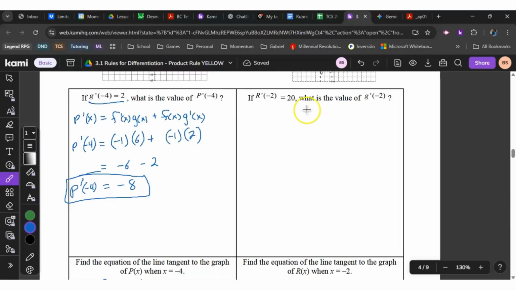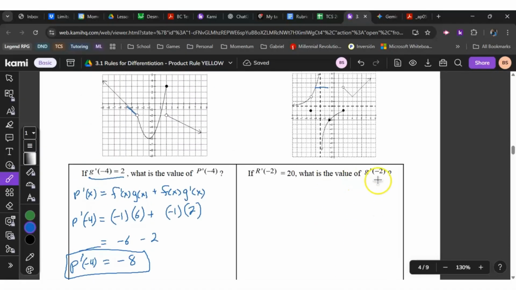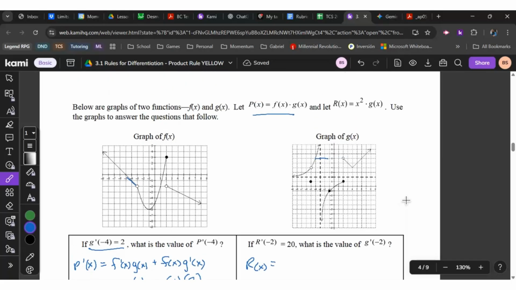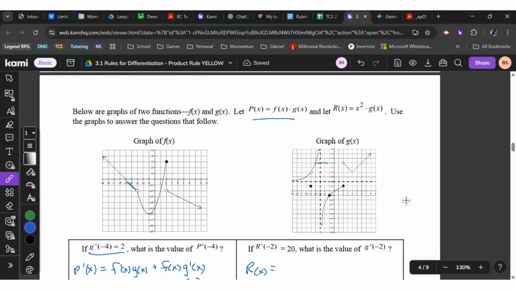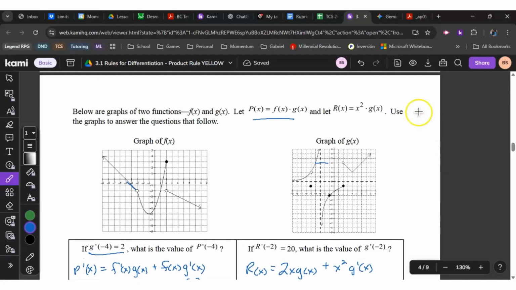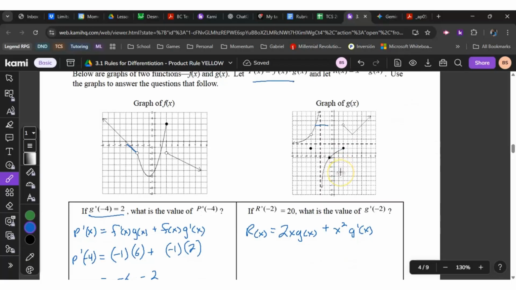All right. R prime of negative 2 equals 20. What is the value of G prime of negative 2? All right, so first of all, we're probably going to need to start the same kind of way. R of x is equal to, now this one's different, remember, up here, it's x squared g of x. So in order to take the derivative of that, it would be 2x g of x plus, product rule, x squared times g prime. Are we all in agreement that that would be the derivative of x squared g of x?